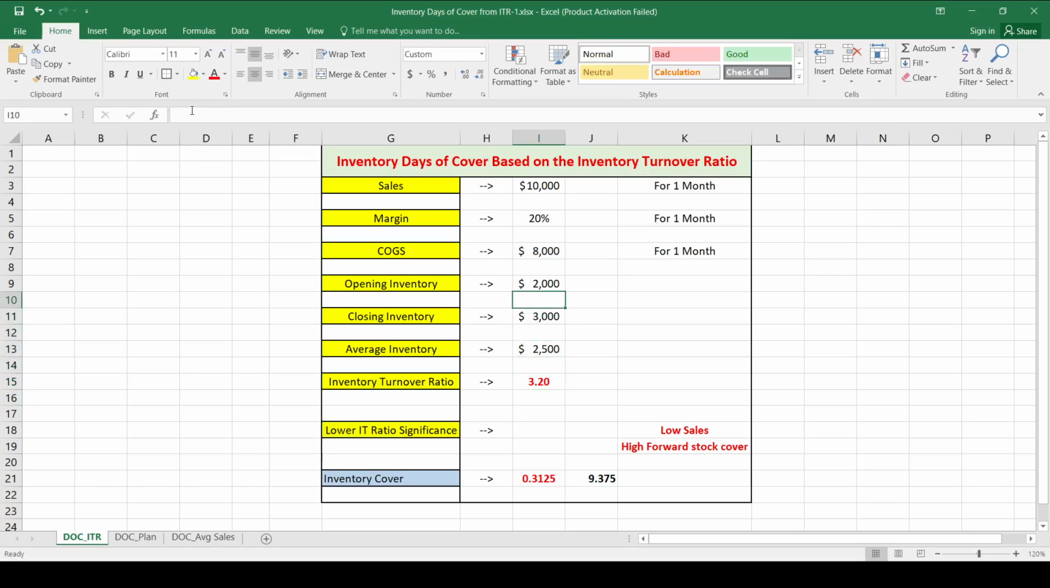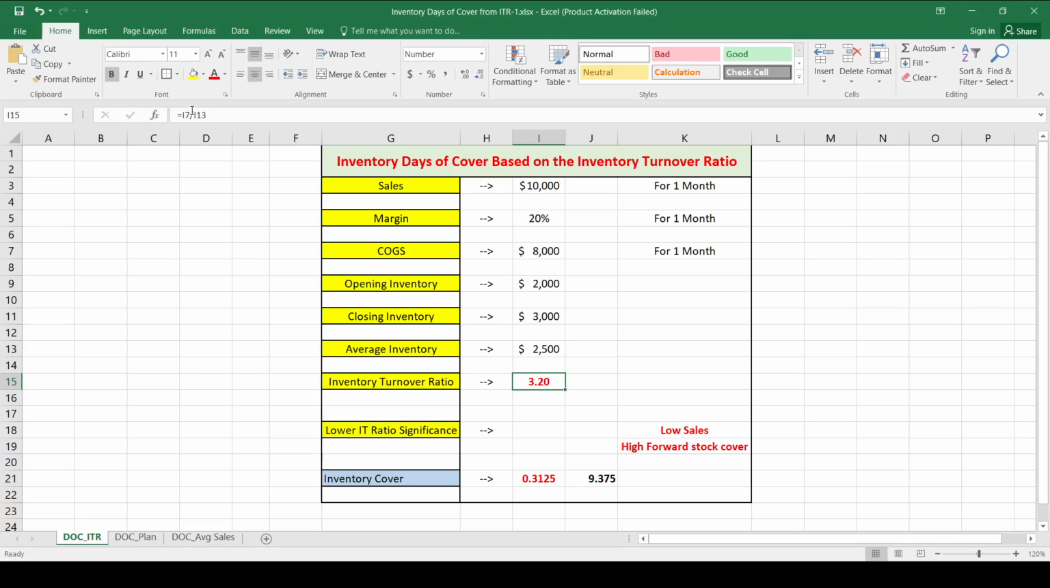Since you have lower average inventory, your days of cover will be very less, which is approximately 9.37 days of cover. In the earlier case, it was 37 days of cover. So your average inventory is lower, your days of cover will reduce, but your inventory turnover ratio will increase.